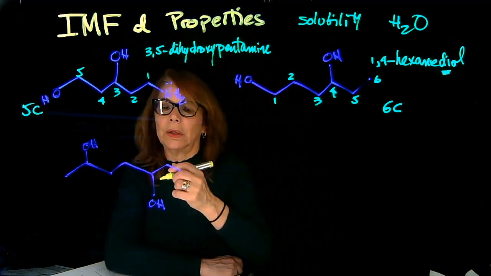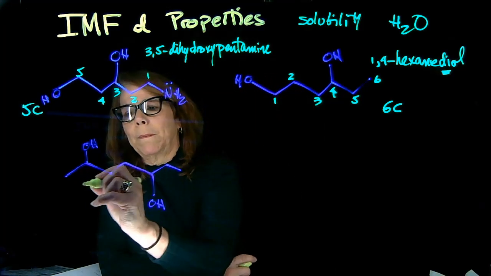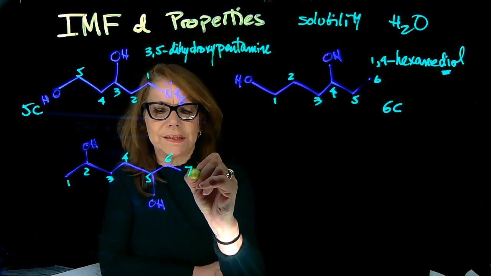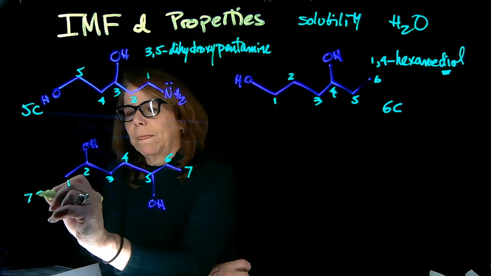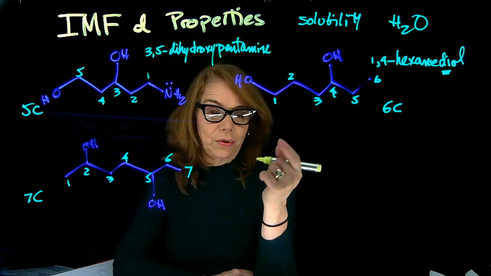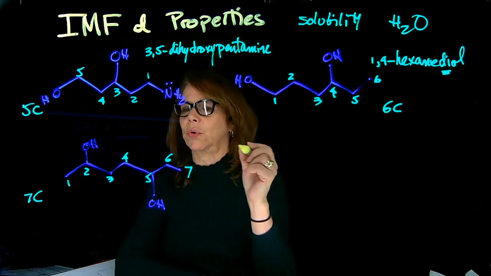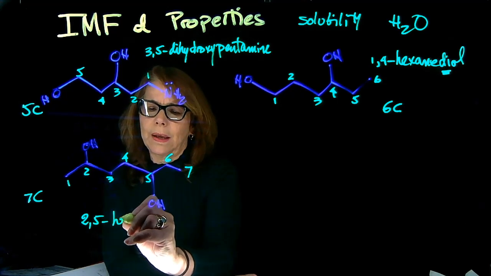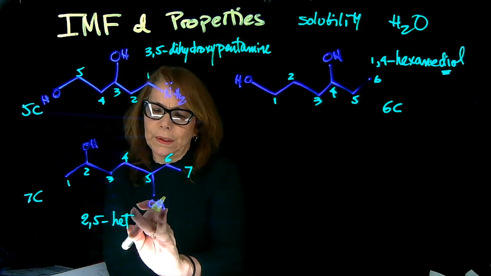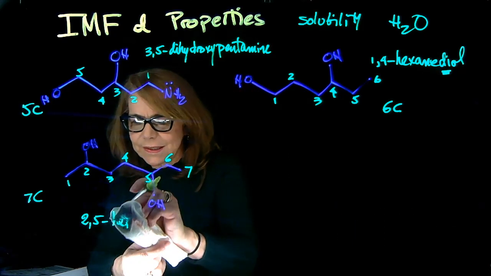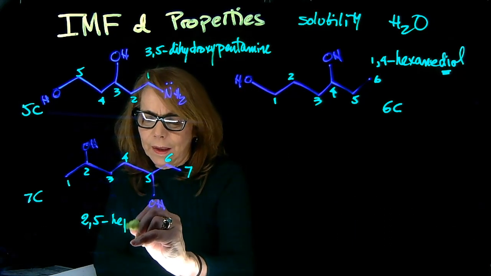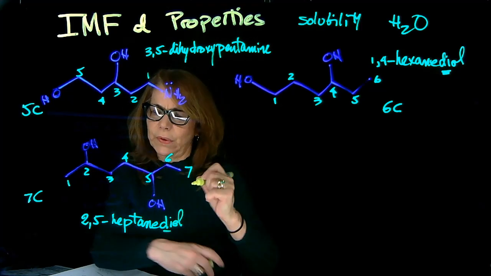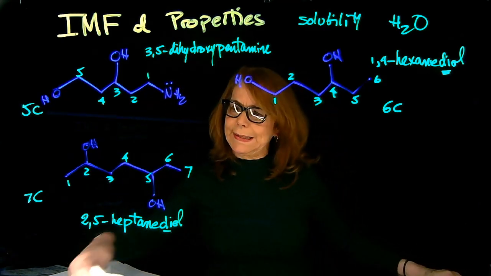Now here's the other molecule, and again we're going to count 1, 2, 3, 4, 5, 6, and 7. 7 carbons. This is also a diol, but it's hept, the prefix, so it's 2,5-heptanediol. Again, the di meaning we have 2 OHs, and they are on carbons 1 and 5.